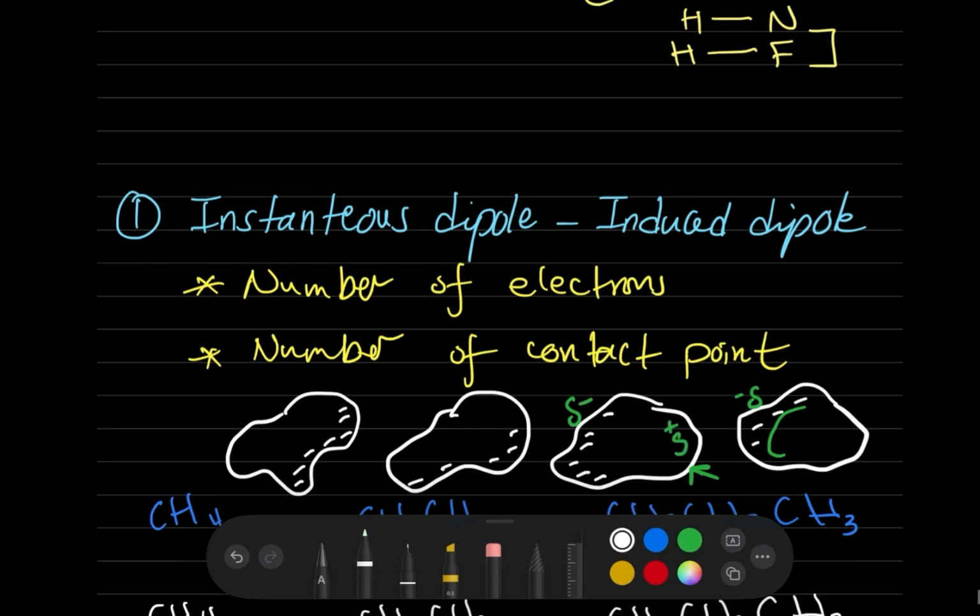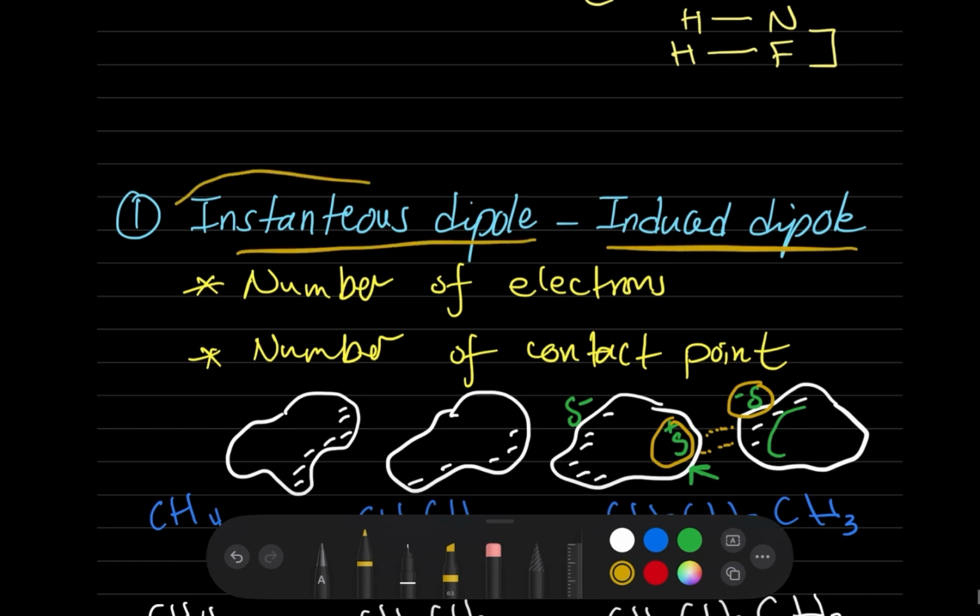So as a result of that, you will notice that there's establishing of attraction forces between the molecules. Since you have partially negative and partially positive, these are oppositely charged particles, or let's say molecules, and that's why we have interactions between them. And that's why we call these interactions instantaneous dipole, induced dipole. Why do we call it instantaneous? Because it's temporary, it doesn't last for a long time.